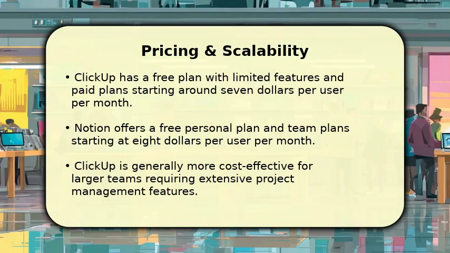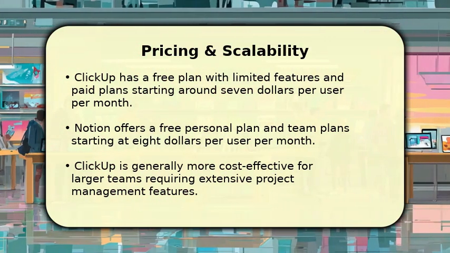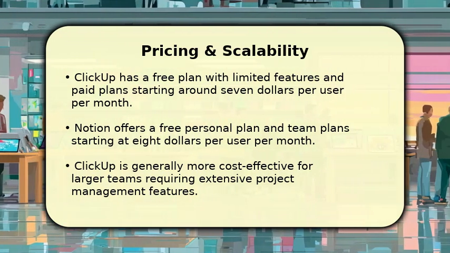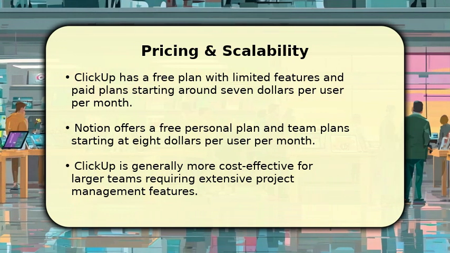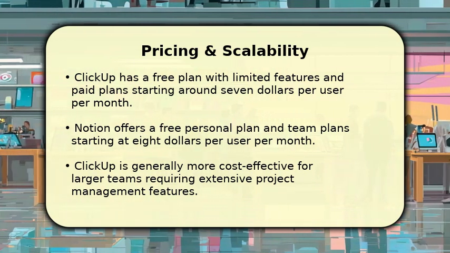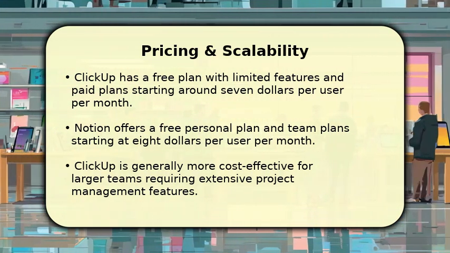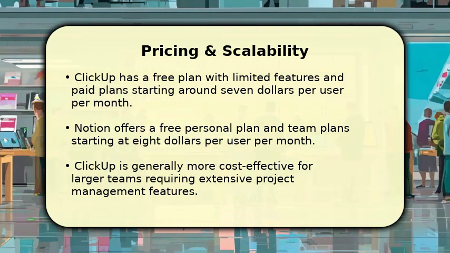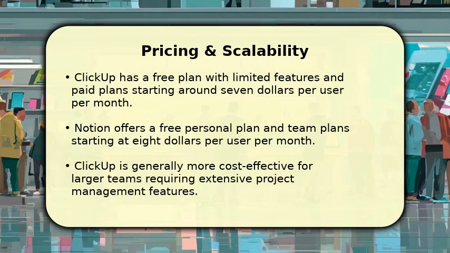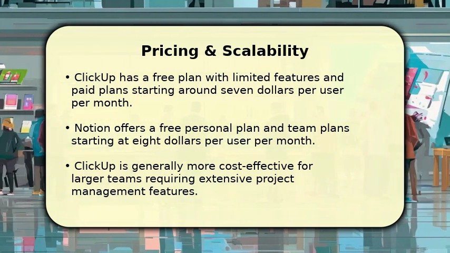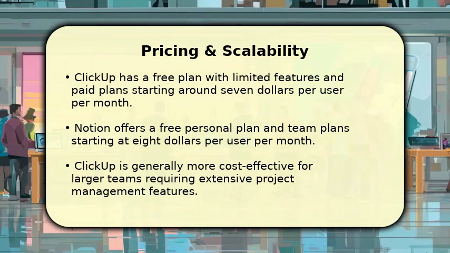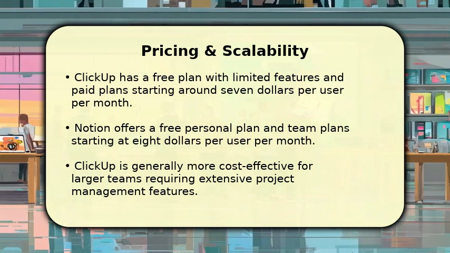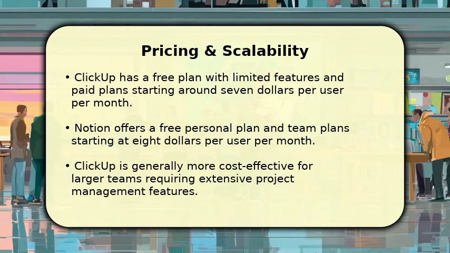Regarding pricing, ClickUp offers a free plan with essential features, and its paid tiers typically start around $7 per user per month, making it scalable for larger organizations. Notion also provides a generous free personal plan, with team plans beginning at approximately $8 per user per month. Generally, ClickUp can be more cost-effective for extensive project management needs, while Notion's structure is often preferred by individuals and smaller teams focused on content.